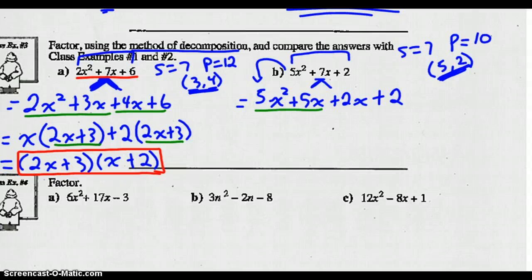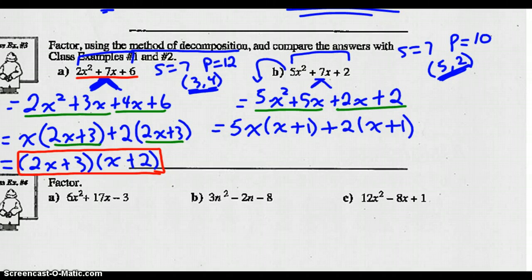So the common factor of the first two terms is a 5x. I'm left with x plus 1. The common factor of the last two terms is a positive 2. I'm left with x plus 1. If I factored it correctly, I should have a common binomial factor. Beautiful. I factor out that x plus 1, and I'm left with 5x plus 2.